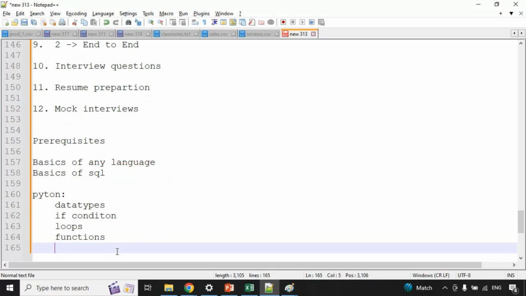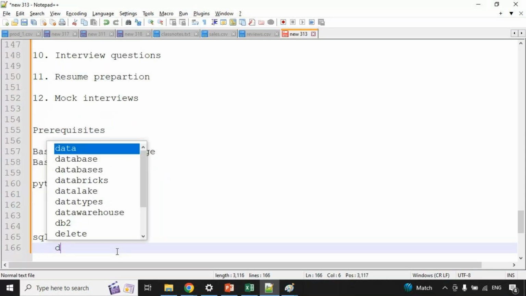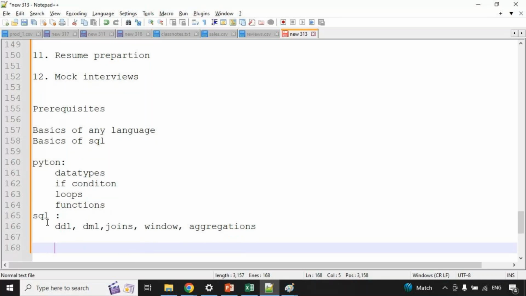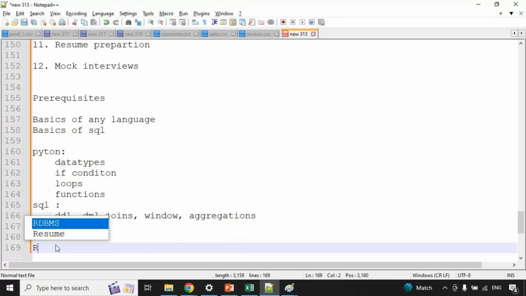And basics of SQL: DDL commands, DML commands, joins, window functions, aggregations. If you don't know these two, I can provide the recording sessions. If I touch this again, it will take 2 months. So that's why I'm going to provide those recording sessions.